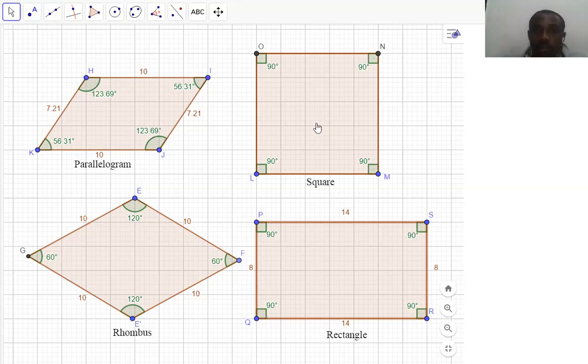Same thing goes to a square. So a square is a special rectangle. Why? Because it has equal length of sides, and all of its interior angles are also 90 degrees. So I believe you've seen this and you understand. A parallelogram, a rhombus, a rectangle, and a square. Please observe, take note of all of these features I've explained, because we need them to solve some problems as we proceed with the lesson.